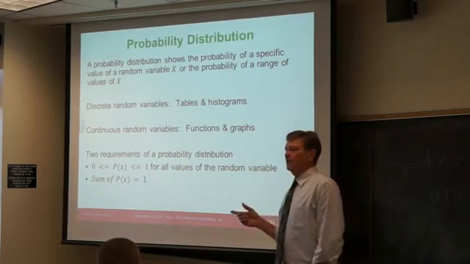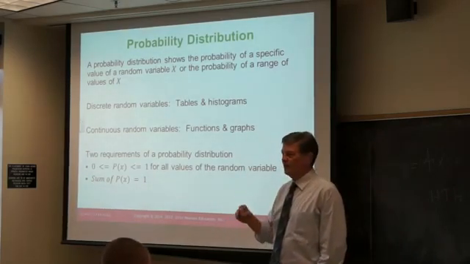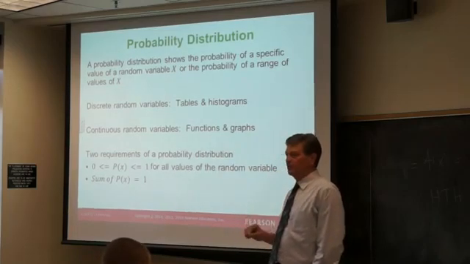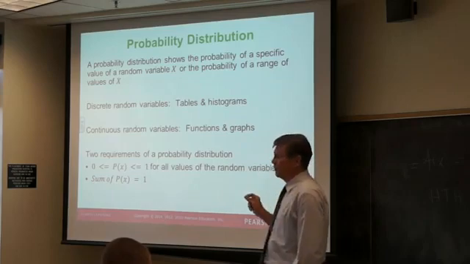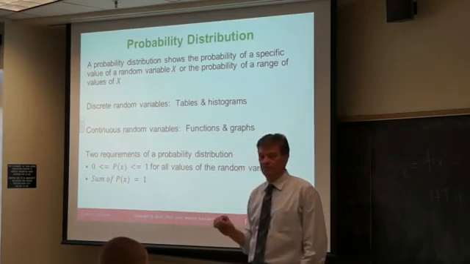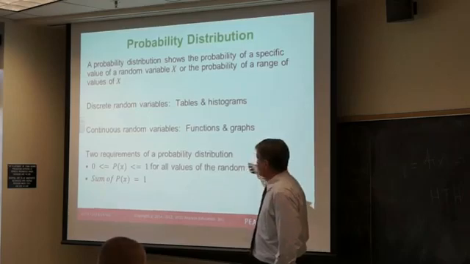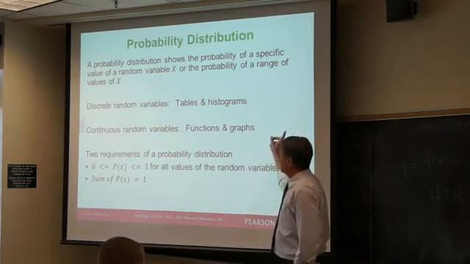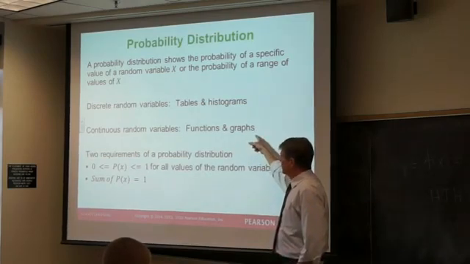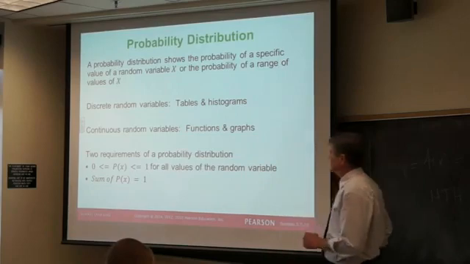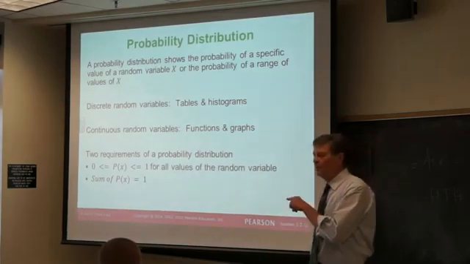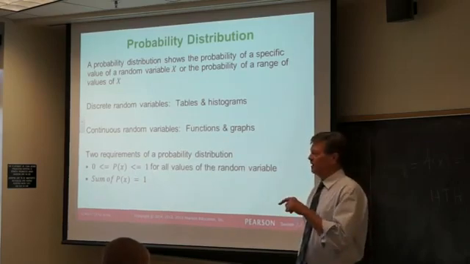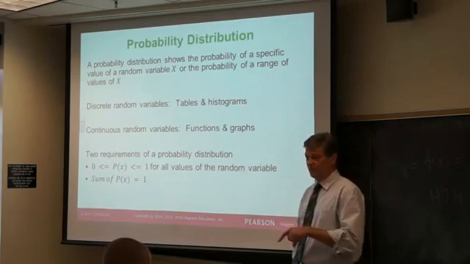All right, now the second key concept, probability distributions. We talked about random variables. The way we study random variables is by looking at their probability distribution. And for discrete random variables, we use tables and histograms primarily. Continuous random variables, we use functions and graphs. So in Chapter 6, we'll be using these techniques. Chapter 5, tables and histograms. But in either case, there are two requirements for a distribution to be a probability distribution.